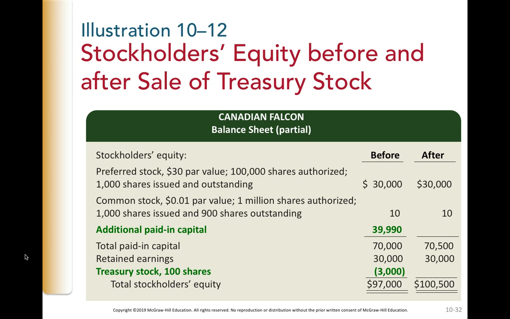Now, after they sold that treasury stock, here's how things look. Preferred stock remains the same. Common stock remains the same. The additional paid-in capital went up that $500 extra that they sold the treasury stock for. The total paid-in capital is now $70,500. Retained earnings remains the same at $30,000. The treasury stock is now gone, so that's zero. So the total stockholders' equity is $100,500.